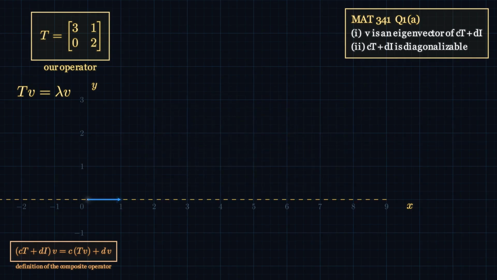Before any writing, understand what is truly being claimed in pictures. We know T cannot turn the arrow V. It only stretches it by lambda. The claim is that the new composite operator, built by scaling and mixing, also cannot turn V. Same untouchable direction. Only the stretch factor is allowed to change.